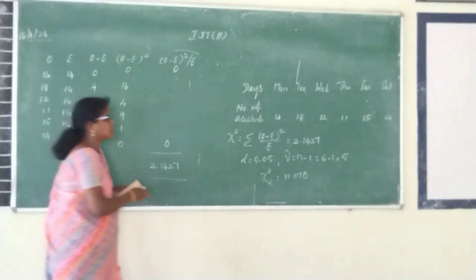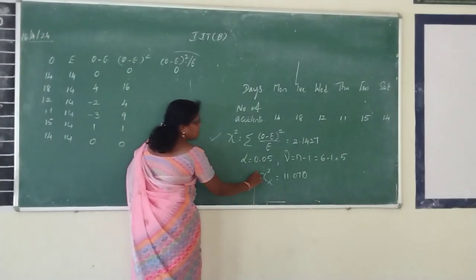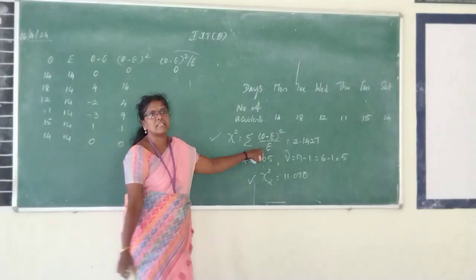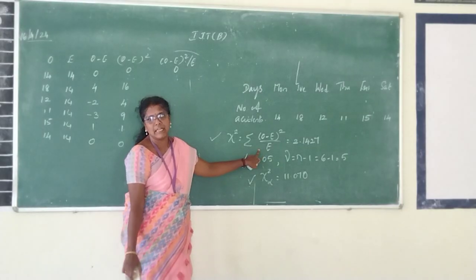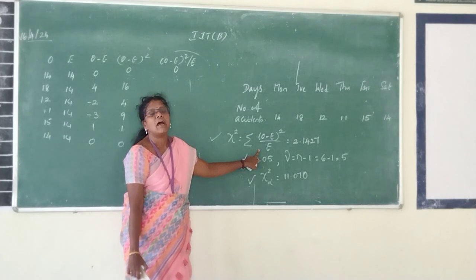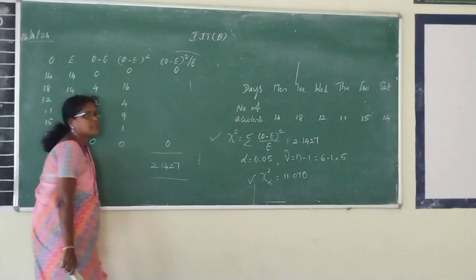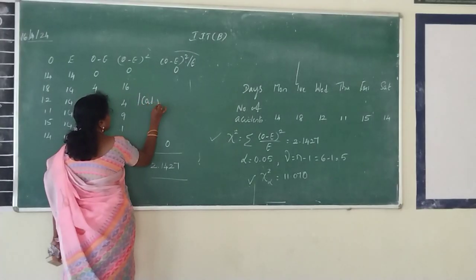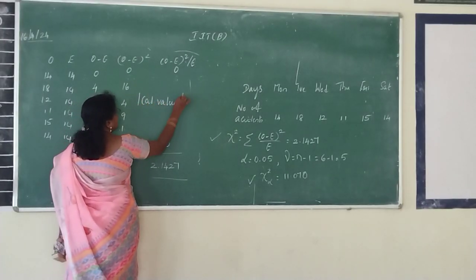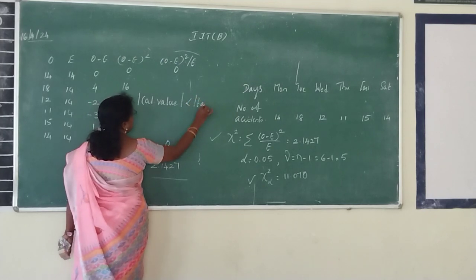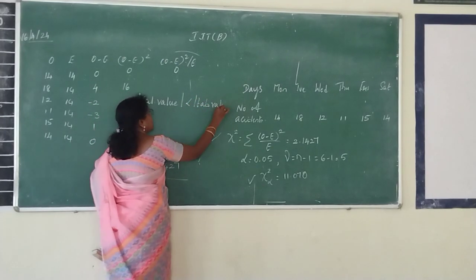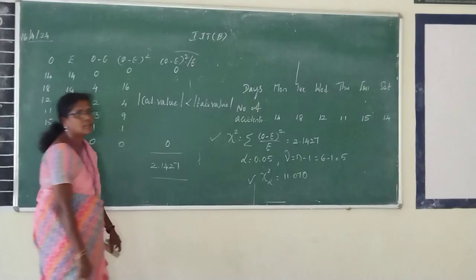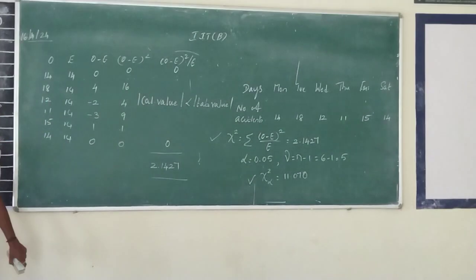Now compare. This is the calculated value, this is the table value. Is the calculated value lesser or greater? Lesser. Then accept or reject? Accept. Very good. Step 6: modulus of calculated value is less than modulus of table value. Accept H naught.